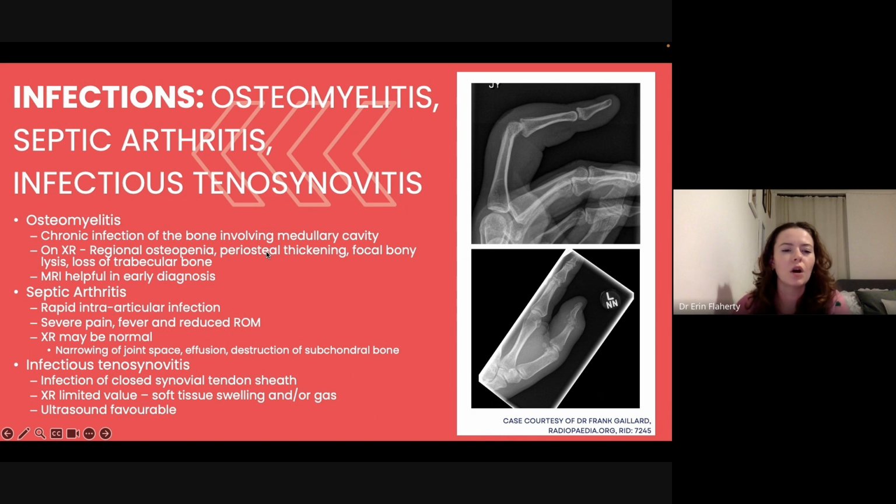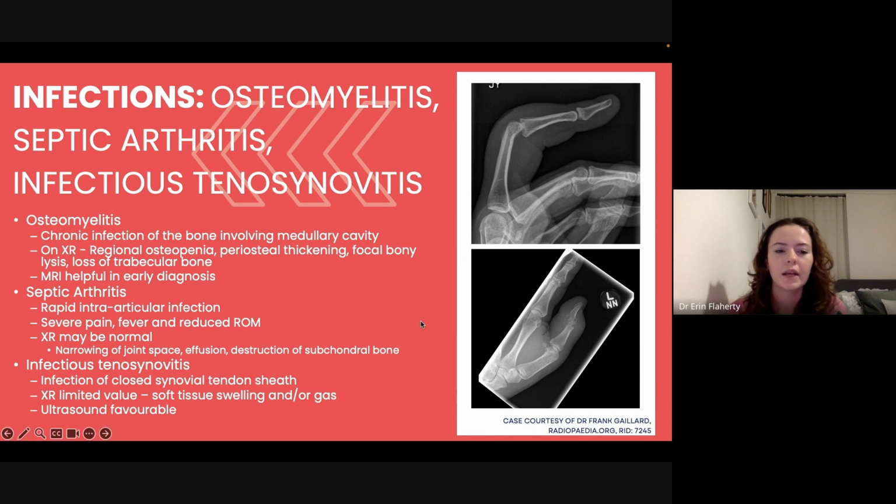Septic arthritis, you can't really see much on an x-ray. You might tend to get narrowing of joint space or effusion, but you don't really tend to see much. It's a lot more of a clinical diagnosis with your hot, red, swollen joint and fever and restricted range of movement. So if you see that, first thing you want to think of is septic arthritis, and that's one of your kind of orthopedic emergencies. It's a rapid intra-articular infection.